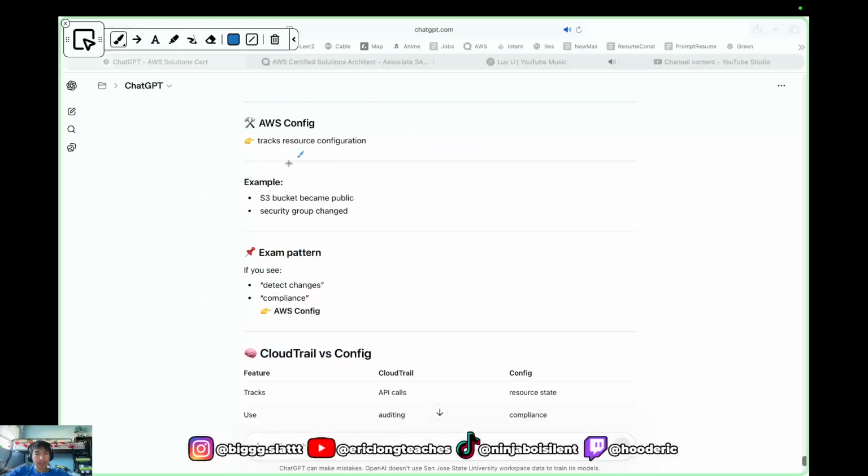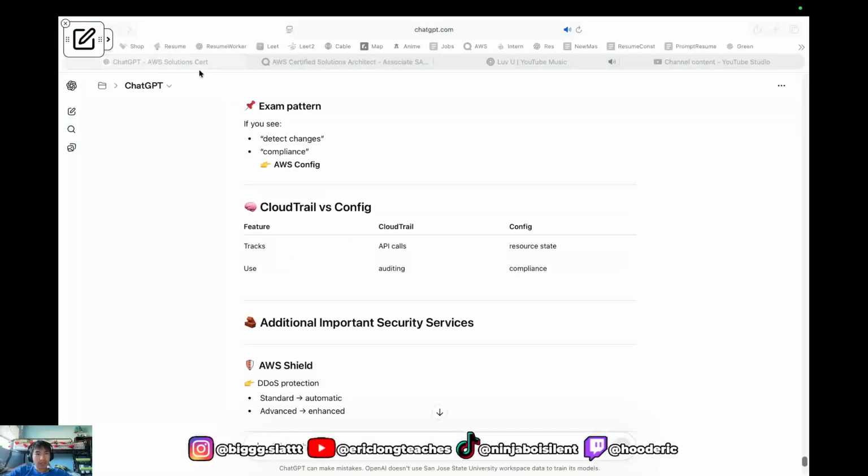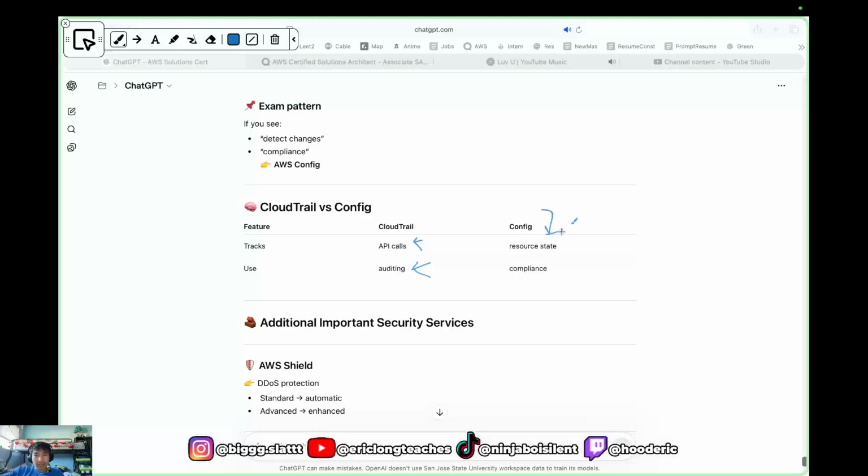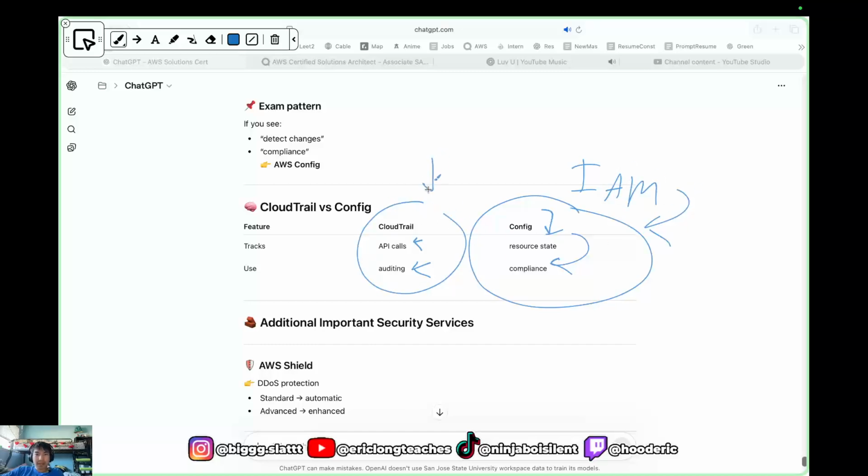Let's go back. Okay, so CloudTrail versus Config. CloudTrail is good for API calls, and it's good for auditing. Config is good for resource state and compliance. So Config is to make sure that you're in the right configuration, such as IAM roles, to see who changed it. CloudTrail is more for those API calls and making sure that you're auditing correctly.